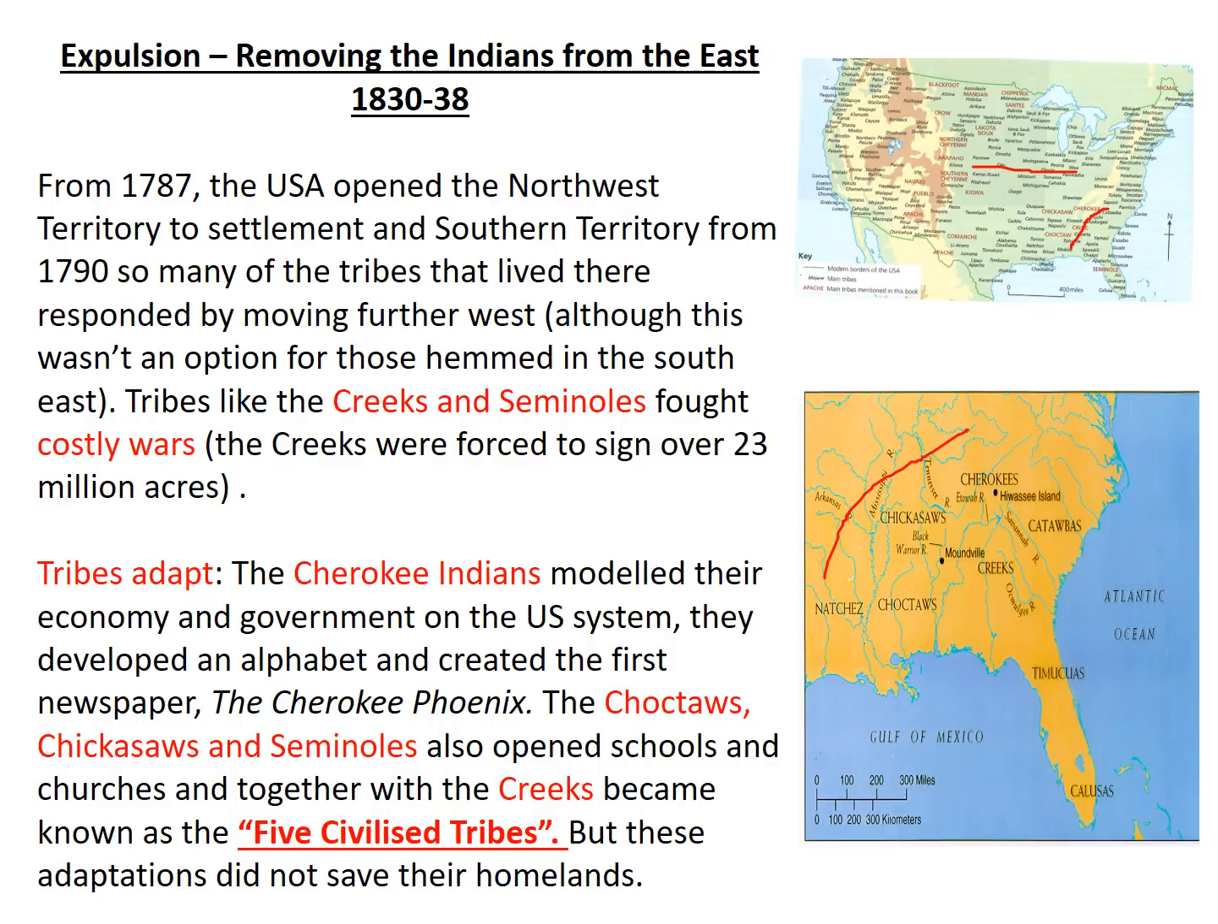So they try to adapt. So we've got the Cherokees modeling the US system. We get a newspaper, we get the alphabet, we've got the Choctaws, the Chickasaws, the Seminoles. They open schools and churches, and they become what's known as the five civilized tribes. Now that sounds all very good, and what more can they do? But unfortunately this doesn't save their homelands.